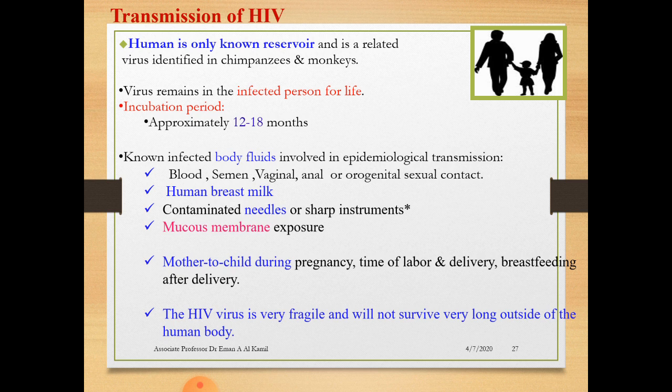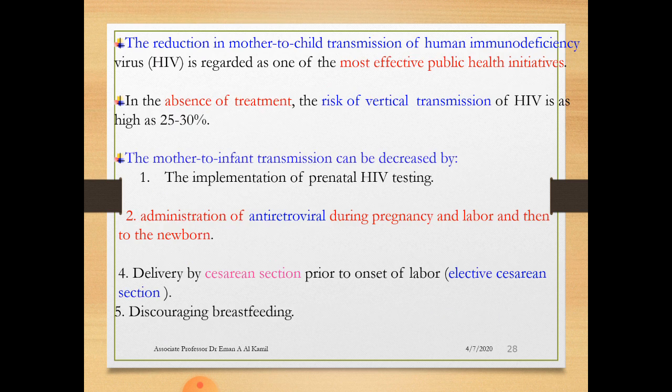Human immunodeficiency virus is very fragile and will not survive very long outside of the body. This is one important point in the control or prevention of the infection. So the virus cannot survive very long outside the body. The reduction of mother to child transmission of human immunodeficiency virus is regarded as one of the most effective public health initiatives.